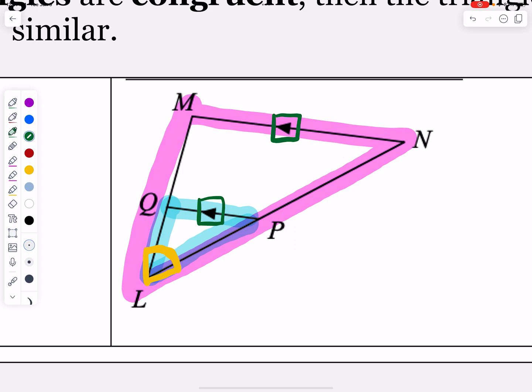We also notice that these little marks right here aren't on here for funsies, okay? These little triangles say that these lines are parallel. So I'm going to mark those in green. If those lines are parallel, we know that corresponding angles are going to be congruent. So I can add a set of angles here. Those are going to be congruent.